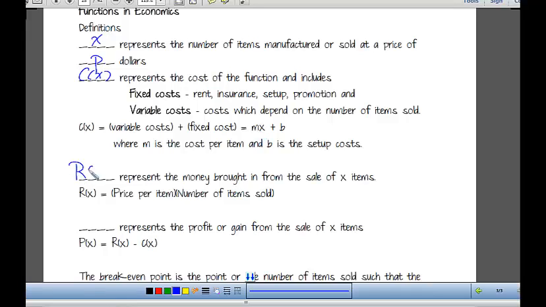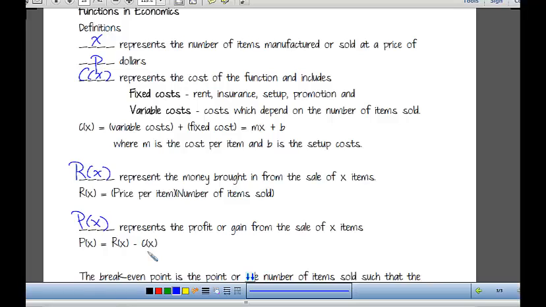Okay? Let's see, the other function we want to know about is revenue. Revenue represents, or R of X represents, the money brought in from the sale of X items. Okay, what we collect at the register. It's the price per item times the number of items sold. And then finally, profit. P of X represents the profit or gain from the sale of X items, and is simply revenue minus cost.